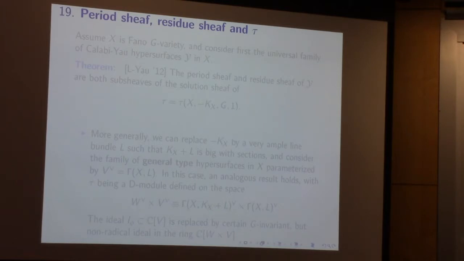All right. So I've set up now three things. I have a period sheaf, I have a residue sheaf in the geometric setup, and then I have this general setup in algebra I call tau. What is the relation between the three gadgets? All right. So let's assume that X is a Fano G-variety.